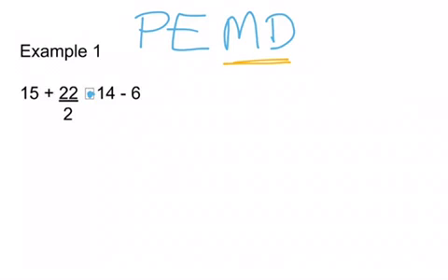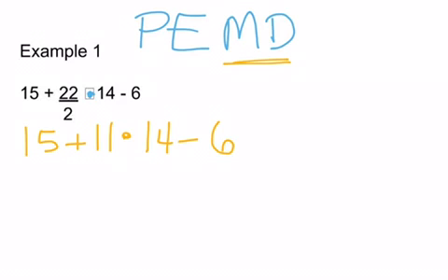So we have 15 plus, we have 22 divided by 2 times 14 minus 6. So we need to do the 22 divided by 2. That will be 11 times the 14 minus the 6.